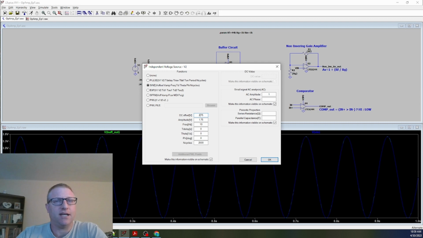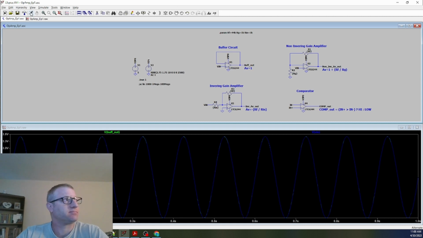And so now what this will do is shift us up, DC offset us up 1 volt. So now instead of 0 to 3.5, we'll go from 1 to 4.5, right? So now we're going to go over that VCM limit, and let's see what happens in that regard. So let's go ahead and run the simulation again.